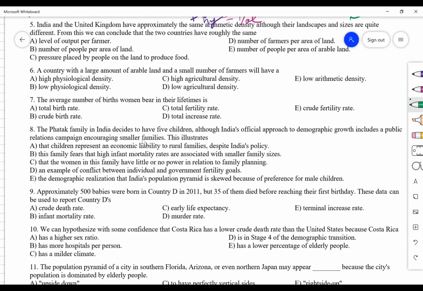India and the UK have roughly the same arithmetic density, although the landscapes and sizes are quite different. From this, we can conclude that the countries have roughly the same what? So we're talking about arithmetic density here, and we really need to remember the definitions of our different types of density, because looking at some of these answers, I see farm and arable in half of them. And arithmetic isn't about farmers. So boom, gone. Land to produce food, gone. Farmers, gone. Arable land, gone. I am literally left with one answer choice, just because I remember the definitions. So I have to go with B.